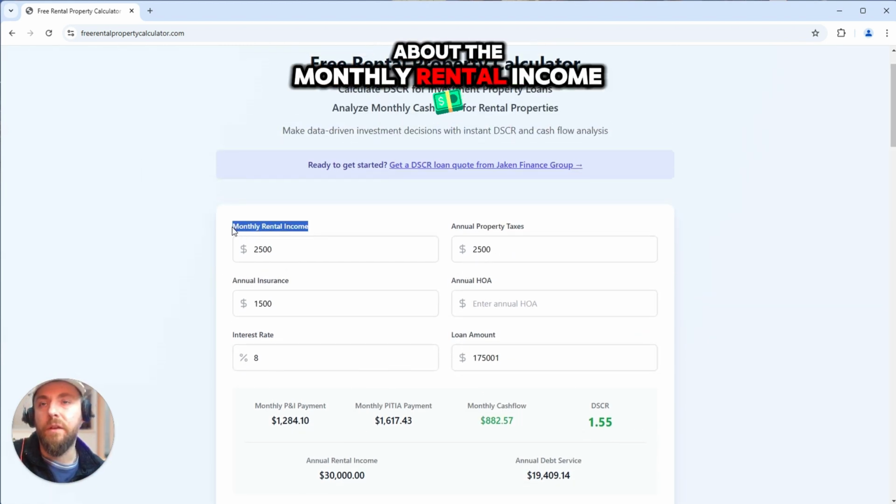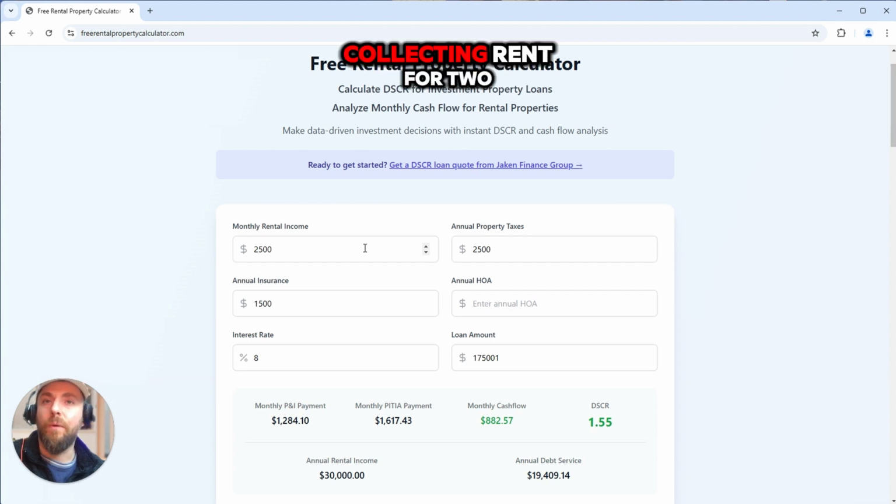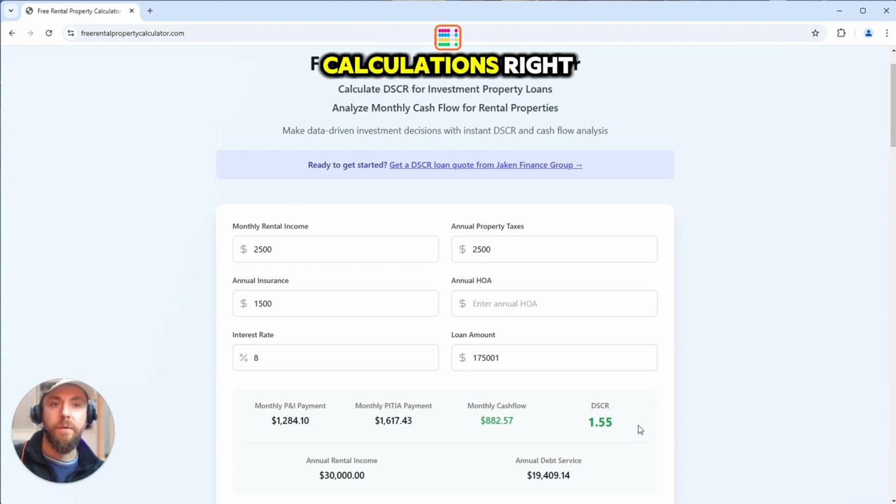So I want to talk about the monthly rental income real quick, and then we'll wrap up. So like I said, your lender's likely going to have one of three scenarios. So some lenders, they take market rent, they take the lease amount, and they take the lower value. Okay, so some lenders do that. If you've been collecting rent for 2, 3, 4 months, whatever the lender's policy is, some lenders will allow you to use 120% to 150% of the market rent. So if your lease value is a little bit higher than the market rent, you can kind of get that in for the purposes of DSCR calculations, right?